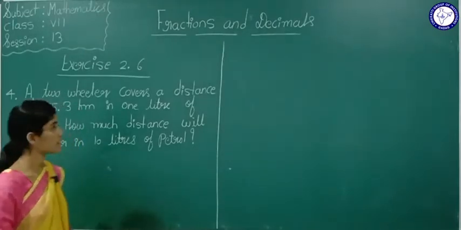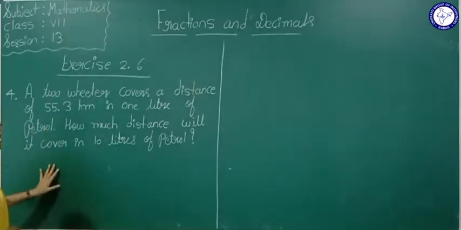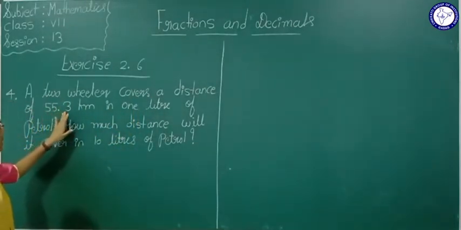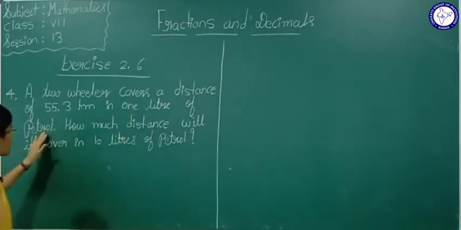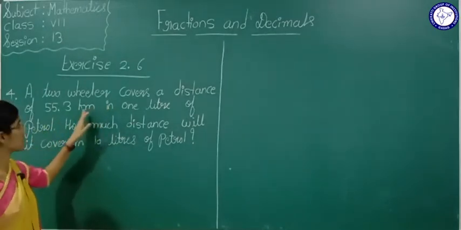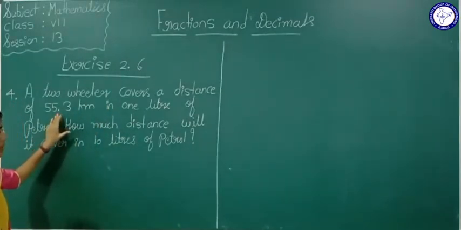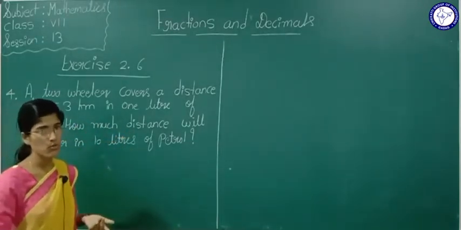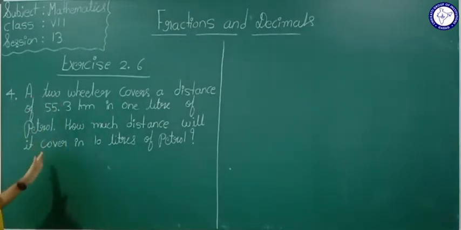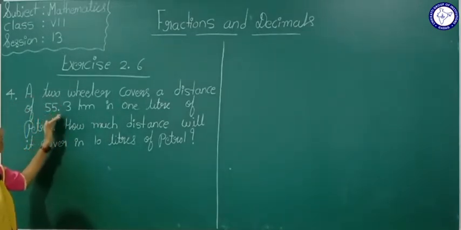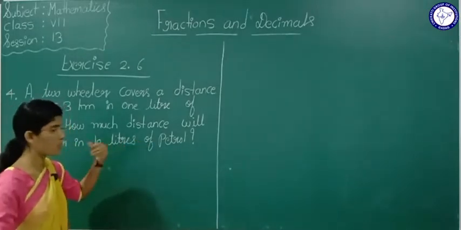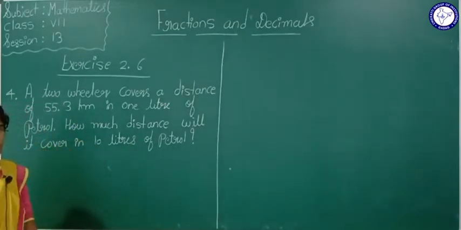We will continue that. The fourth question tells us that a two-wheeler covers a distance of 55.3 kilometer in 1 liter of petrol. How much distance will it cover in 10 liters of petrol? We have to find out how much distance the two-wheeler is going to cover in 10 liters of petrol.